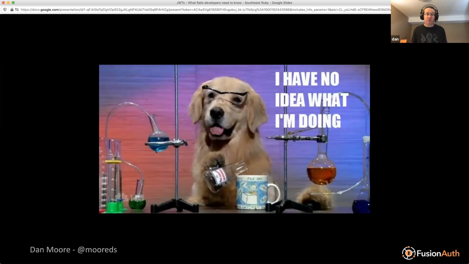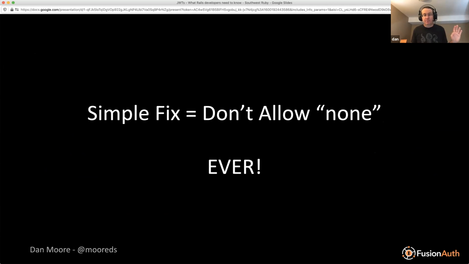I already went over what's wrong with it, but the simple fix is just don't ever allow it. If you are consuming or generating JWTs, don't ever choose a none algorithm. And we actually don't allow that with FusionAuth. That's just not an option. Although you can use other libraries to generate JWTs, and they definitely allow you to use that algorithm. And if you're consuming a JWT and you ever see algorithm none, or you don't see a signature, you should throw up your hands and not consume the JWT.